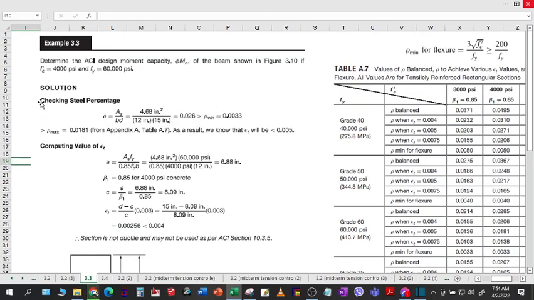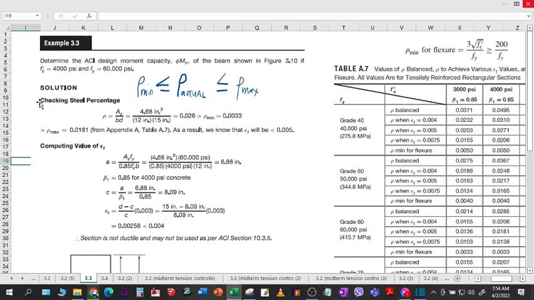So the first step is to check the steel percentage. The actual steel percentage, or steel ratio, should be less than or equal to the maximum and should be greater than or equal to the minimum. If it goes beyond the maximum, it will be compression controlled, and if it goes below the minimum, it will not be permitted by the code.